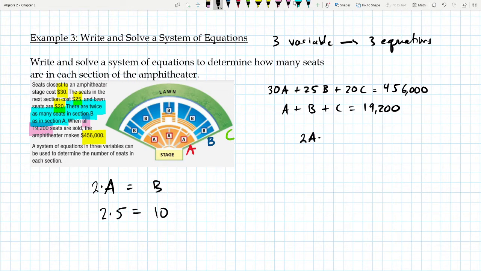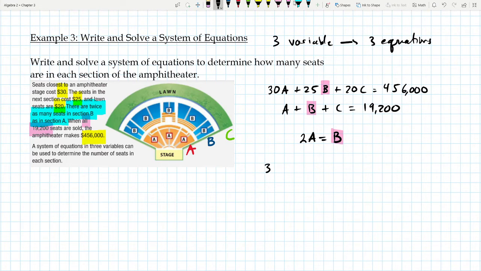2A equals B. All right. Now, how do we go about solving this? Well, if 2A equals B, anywhere where I see a B in these original equations, I can substitute 2A, and that would get rid of one of my variables. So I'm going to change all these things out.